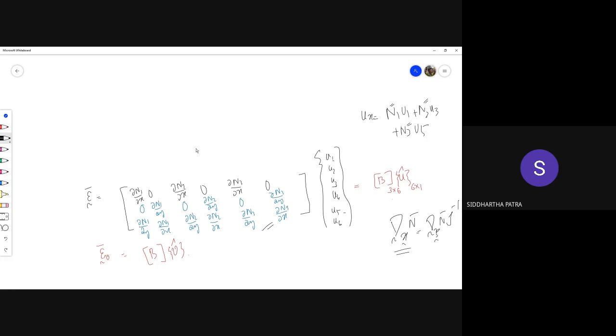Now again, we discussed that this Jacobian is a constant. The gradient of n with respect to xi is a constant. The gradient of n with respect to x is a constant, which basically means this B matrix is a matrix of constants. Similarly, the U hat vector is also a vector of constants.